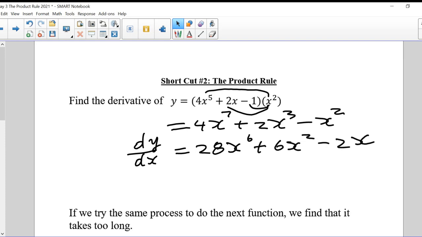So there's our answer, right? That's the answer, plain and simple. And that's all I really needed to do, just simply expand it, and then I would apply the normal power laws to work it out.